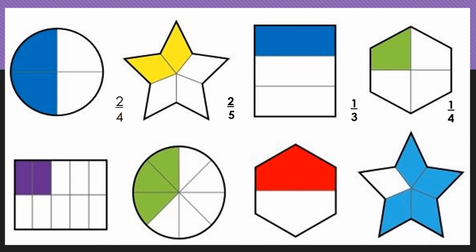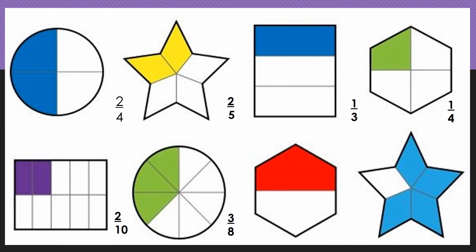Similarly, the rectangle has been cut into 10 equal parts, of which 2 have been shaded purple. So what is the fraction of the purple region? It is 2 by tenths. The circle has been now cut into 10 equal parts, of which 3 have been shaded green. Can you tell me what is the fraction of the shaded portion? The fraction of the shaded portion is 3 by tenths.